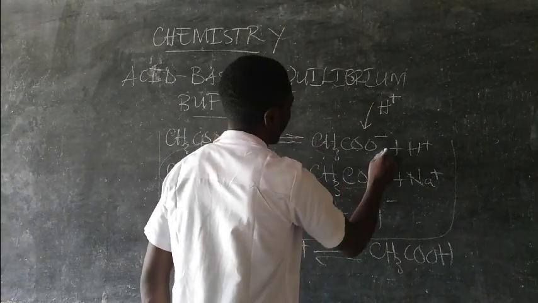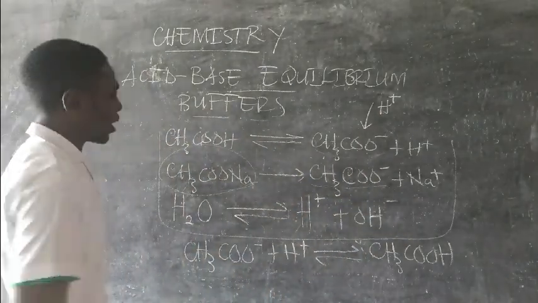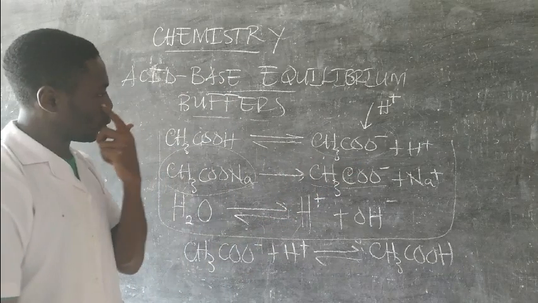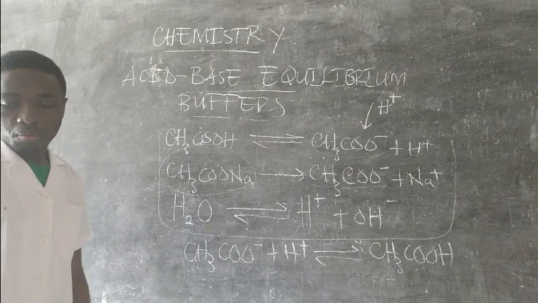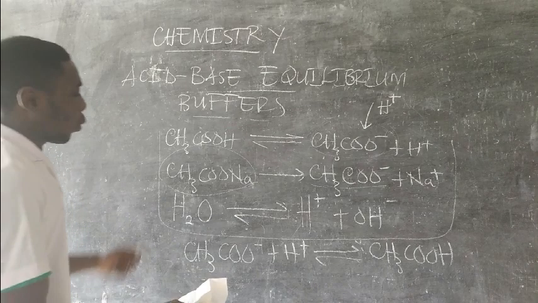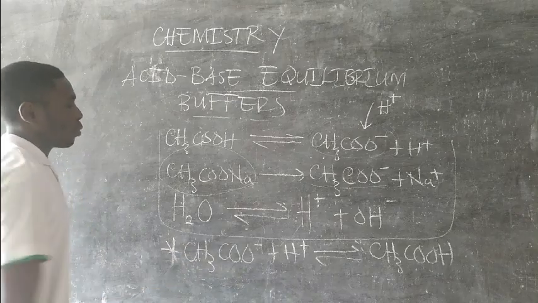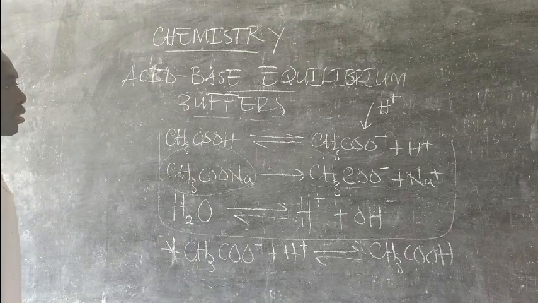So what happens is that this large pool of base here will combine with H plus to give us ethanoic acid, thereby maintaining the pH of the solution at a constant value. Now let's look at when, okay, this is the equation. Please take note of this equation. This is the equation for when an excess of acid is being added.